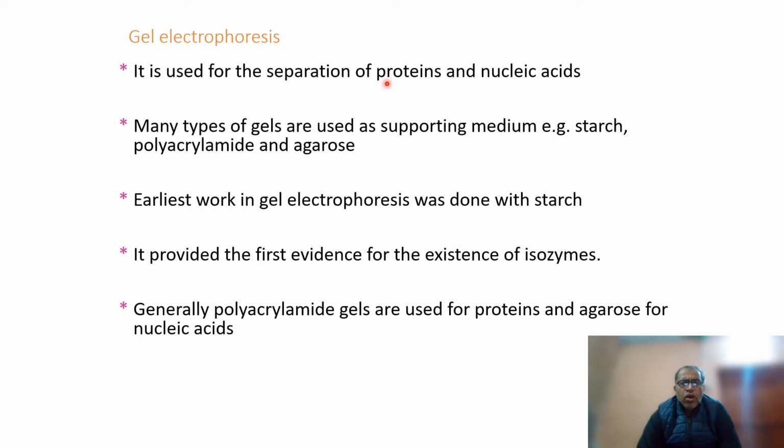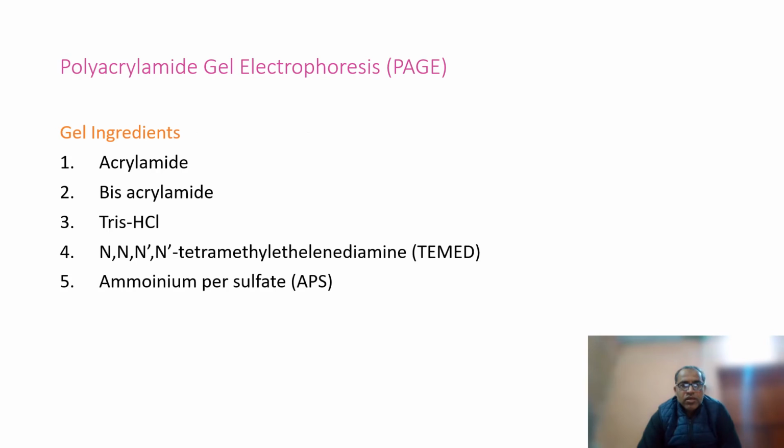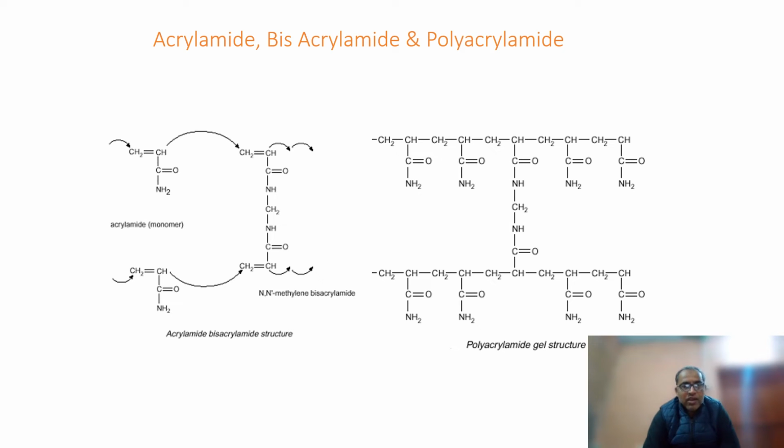So polyacrylamide gel electrophoresis could be used for both DNA as well as proteins. The polyacrylamide gel components are acrylamide, bisacrylamide, Tris, TEMED, and APS. This one is the acrylamide, and this one is bisacrylamide. So after polymerization, the structure would look like this.